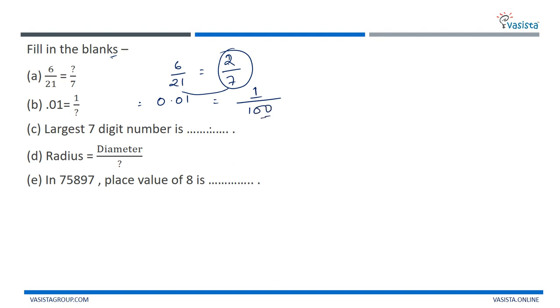Largest 7-digit number. So largest 7-digit number is 1, 2, 3, 4, 5, 6, 7. This is the largest 7-digit number.